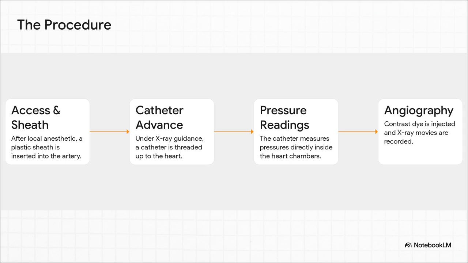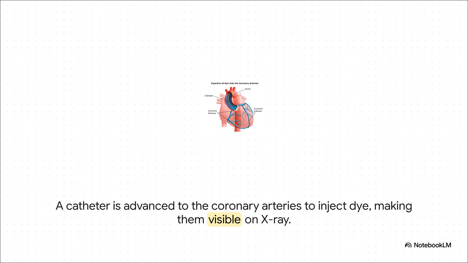After numbing the area, we place a small plastic tube called a sheath into the artery. Then, watching on a live X-ray screen, the cardiologist carefully guides the catheter up to the heart. If we go through a vein, that's a right heart cath to check pressures on the right side. What we're focusing on today is the left heart cath, going through an artery to check pressures on the left side and to do that all-important angiography. And this right here, this is the money shot. This visual shows the catheter tip parked right at the opening, the ostium, of a coronary artery.